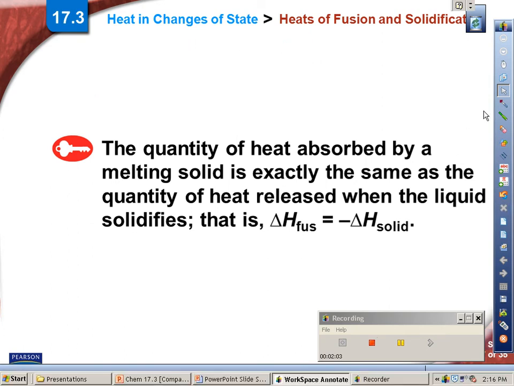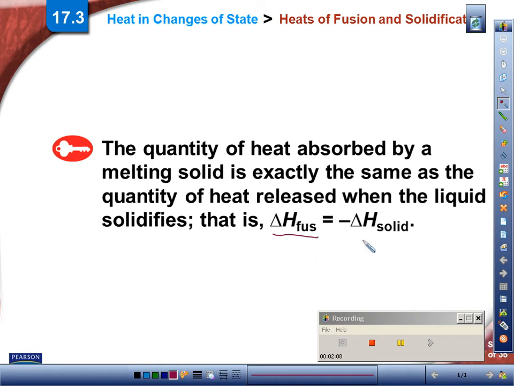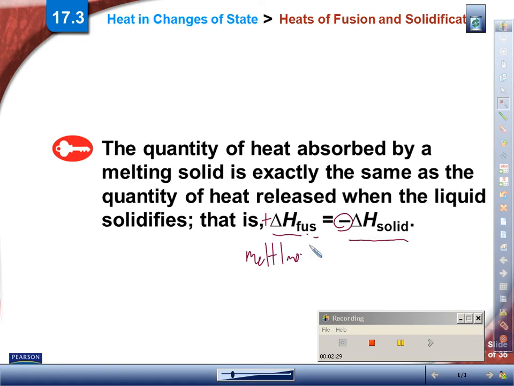Now it turns out the energy to melt something is equal to the energy to solidify something. Of course, they're opposite directions. One is exothermic and one is endothermic, but they're the same. So if I want to melt 1 mole of ice, that takes the exact amount, opposite direction, to solidify or freeze 1 mole of the same substance. So they have the same value.